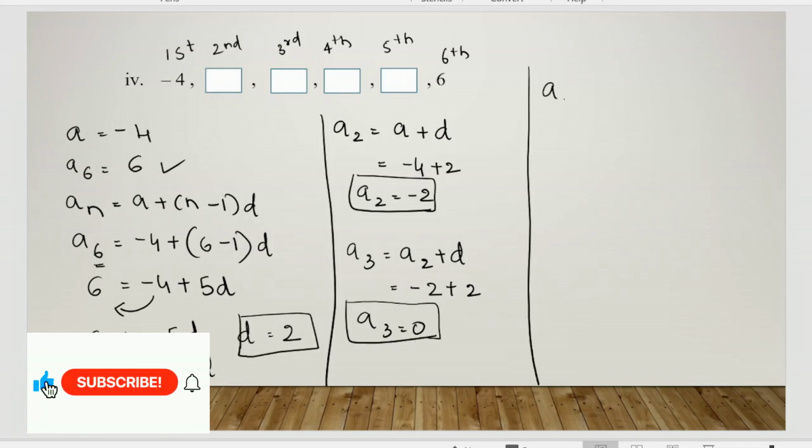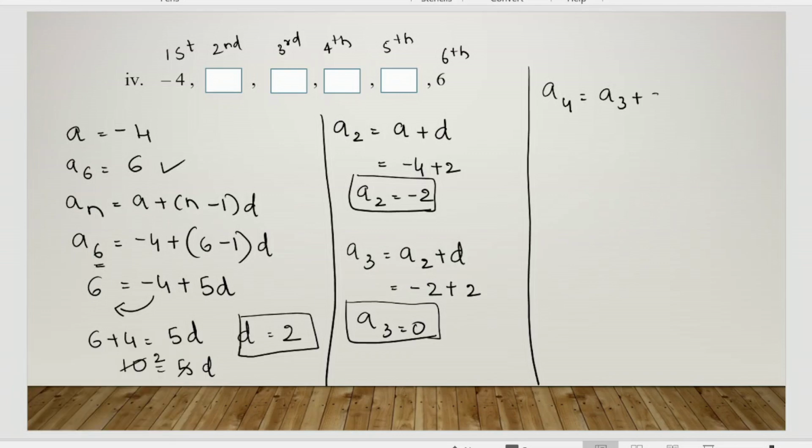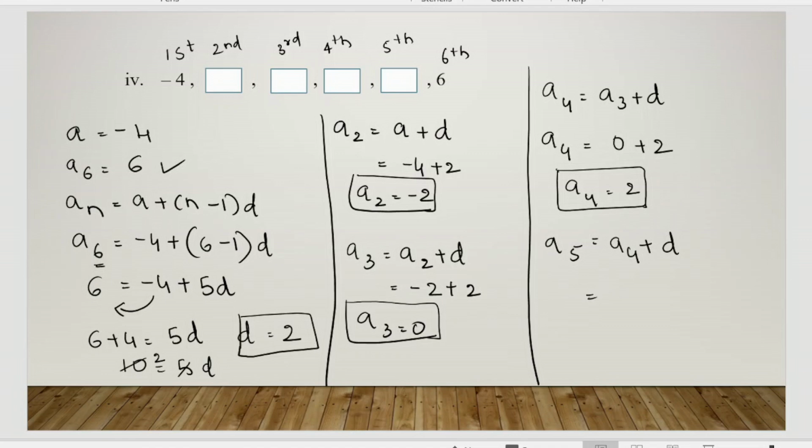And A4: by adding the common difference to the third term, you will get A4. That is A4 is equal to A3, which is 0, plus d, which is 2. So A4 is 2. And A5 will be, by adding the common difference to the fourth term, you will get the fifth term. So A4 is 2 plus the common difference 2. So A5 is 4.